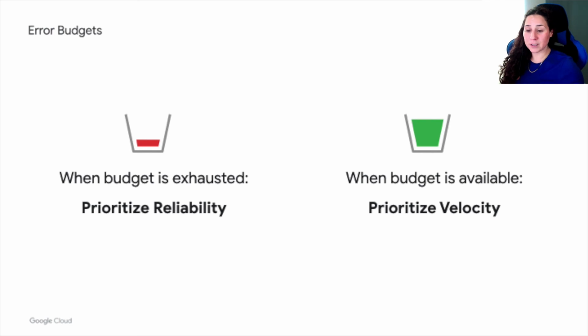If we have more budget, we prioritize velocity. We move faster, make changes, take risks. If we don't have enough budget, it means that we are not reliable enough. We need to stop and prioritize reliability.